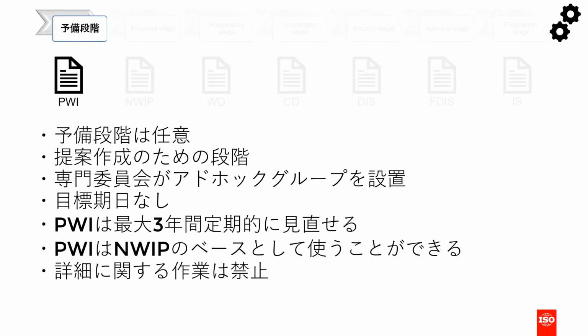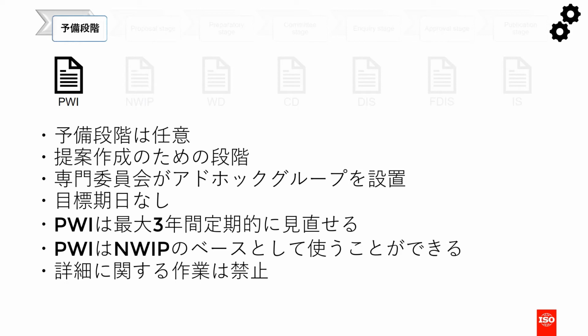Let's start at the beginning with the preliminary stage. Remember that this is one of the optional stages that can be skipped. Usually it's used to work on proposals which are not yet sufficiently mature for going to a further stage. For instance, it might be to do with an emerging technology or something where there are not yet enough experts committed to working on it.